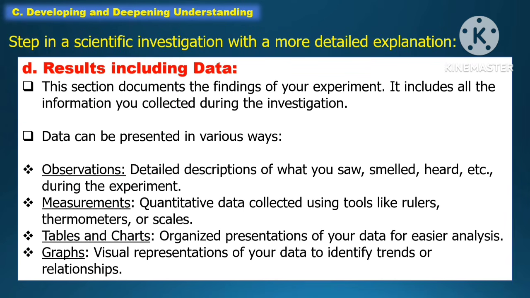Another step in scientific investigation is the results including the data. This section documents the findings of your experiment. It includes all the information you collected during the investigation. Data can be presented in various ways. Observation, a detailed description of what you saw, smelled, heard, and etc. during the experiment. And then the second one is the measurements. Quantitative data collected using tools like rulers, thermometers, or scales.